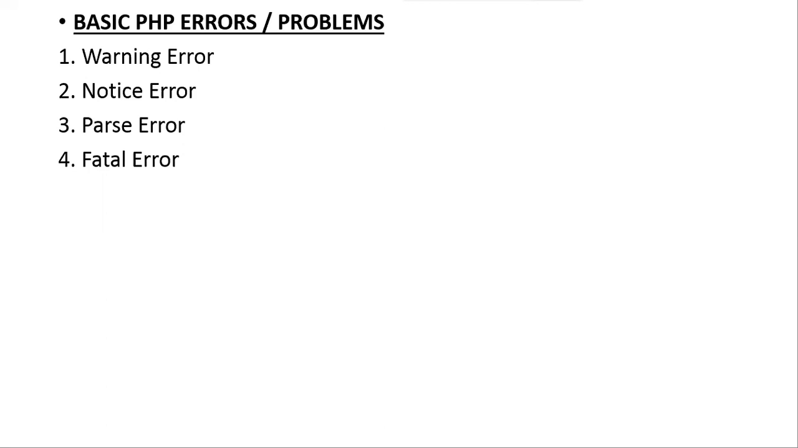The fourth one is a fatal error. This is the most critical error, which will cause your entire application or your entire program to crash down. So these are the four types of errors that we encounter in PHP.